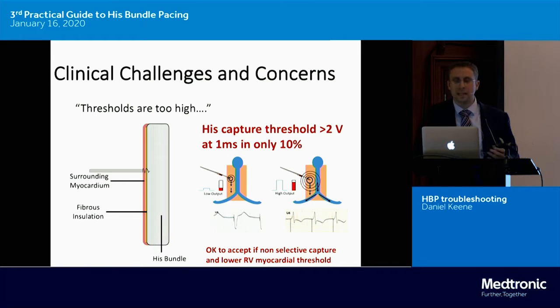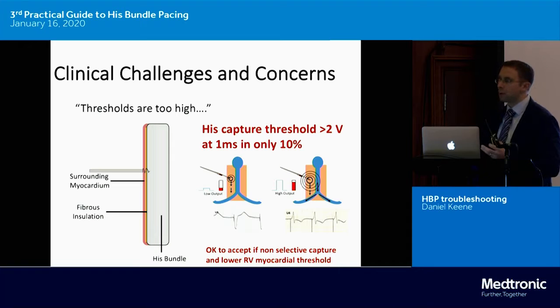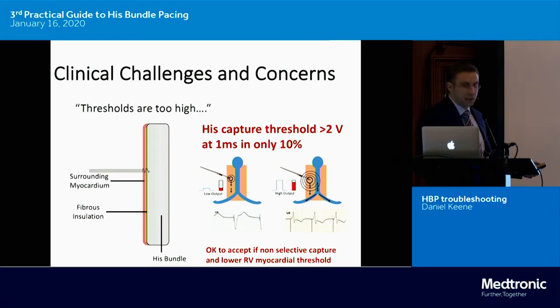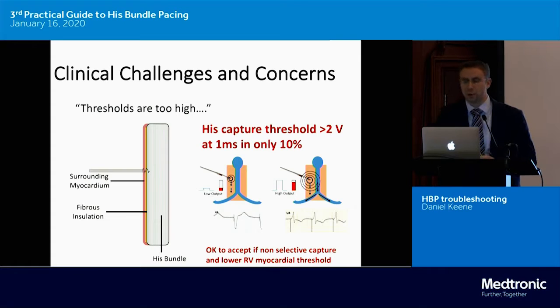What do I mean by that? If you've got someone who has non-selective HIS bundle capture, and then as you come down on the output, you end up with myocardial capture, as you can see in the cartoon here. In this case, that myocardial capture below the non-selective threshold gives you a safety buffer for programming.